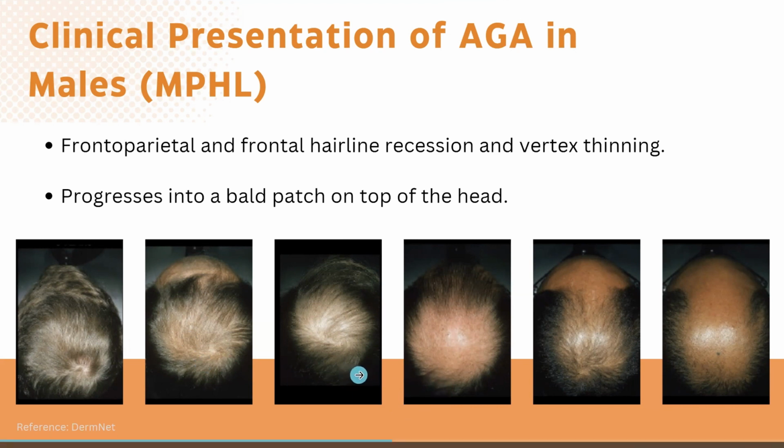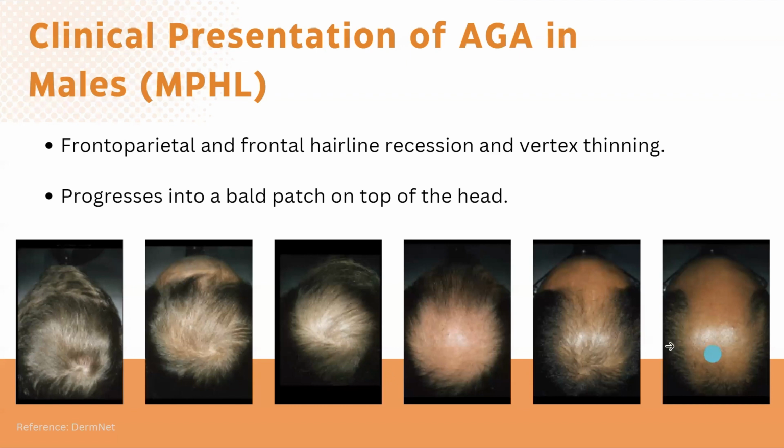In males, they usually start with frontal hair recession, and then frontoparietal recession, and then the vertex thinning will start, and then with the progression, there will be merging of the frontoparietal area with the vertex. So that's why you can see a fully balded scalp. This can happen in men only. Women never reach the bald stage. The pattern in women is different.